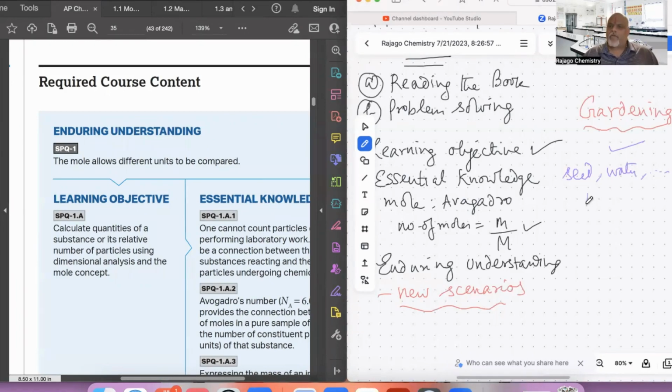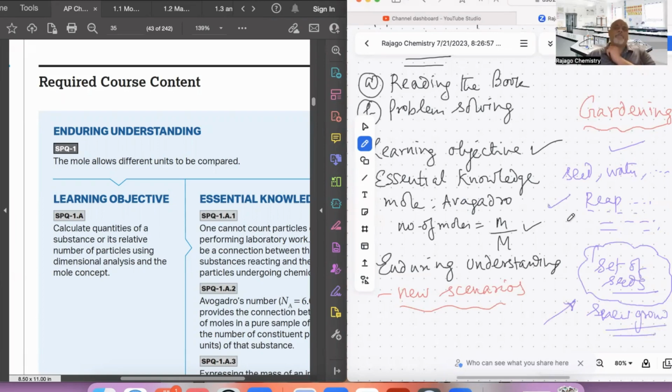And how to reap, how to plan for the next season, and all those things. But the enduring understanding is, if I give you a new set of seeds and a new ground to plant in, will you be able to get the same success? That is the question. So enduring understanding means it is not the same thing you have already done. Can you apply these principles to something new and different? That is what is most important.